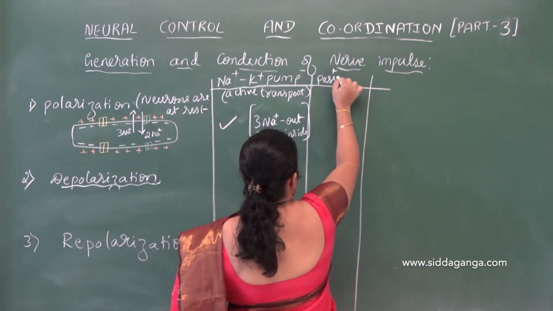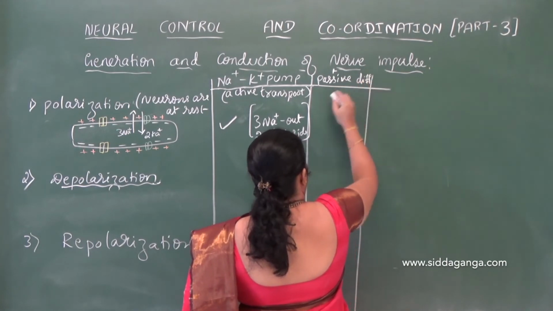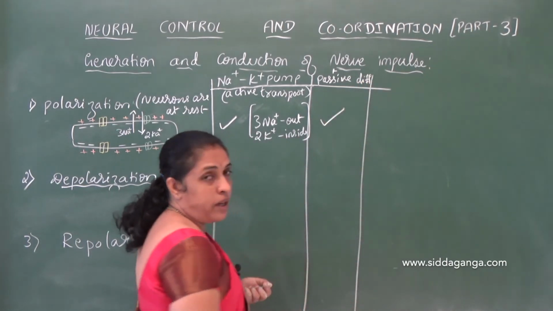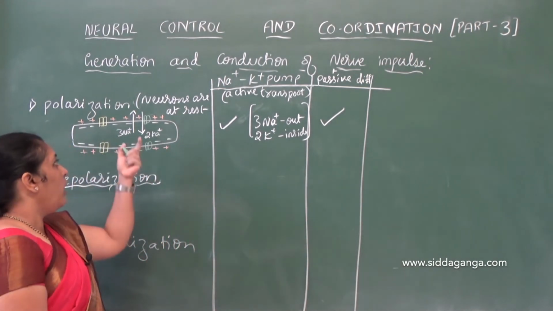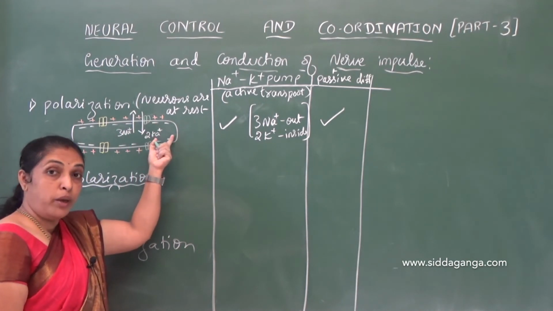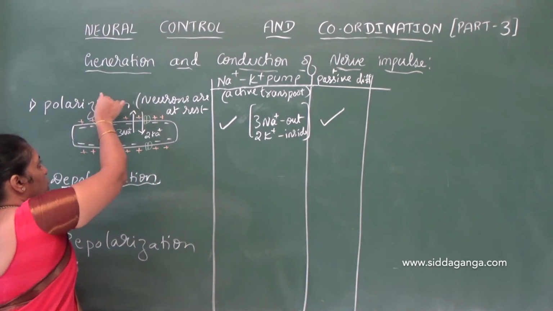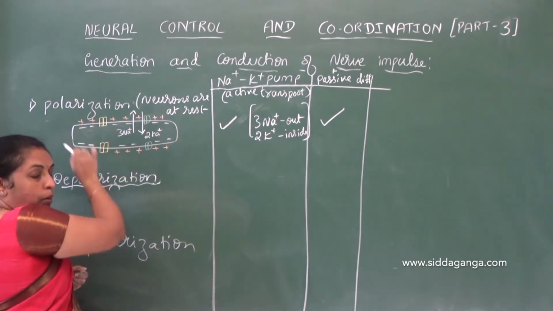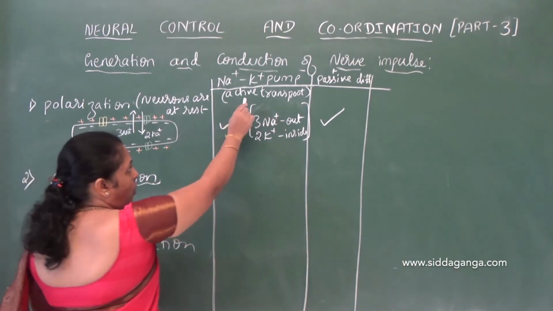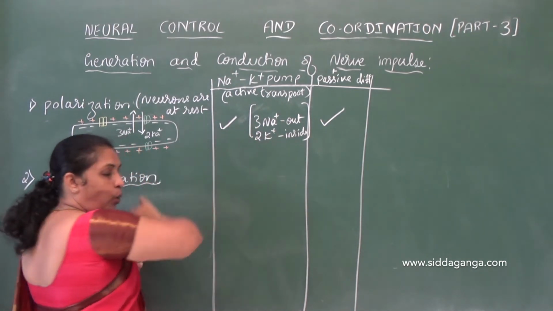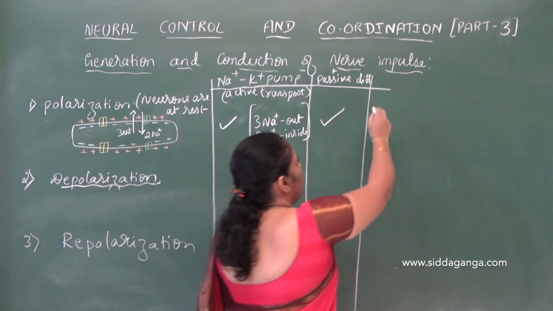And passive diffusion is also seen. What is passive diffusion? Ions will move from their higher to lower concentration. As the neurilemma or axolemma is permeable to potassium ions, the potassium ions will move from inner to outer, because potassium concentration will be more inside compared to outside. That also occurs. In active transport it moves from lower to higher, but in passive diffusion it moves from higher to lower. That is seen.